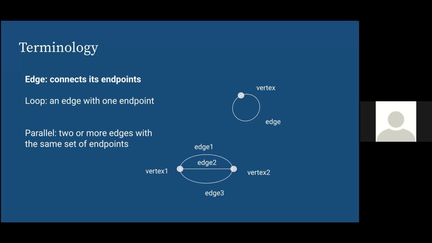If a relation R on a set A is reflexive, there has to be a loop for each element of A. That is a loop. Loop is an edge with just one endpoint, like the graph on the right. The second term is parallel. Two or more edges with the same set of endpoints are called parallel. In the graph below, H1, H2, and H3 are parallel because these edges are with the same set of endpoints.